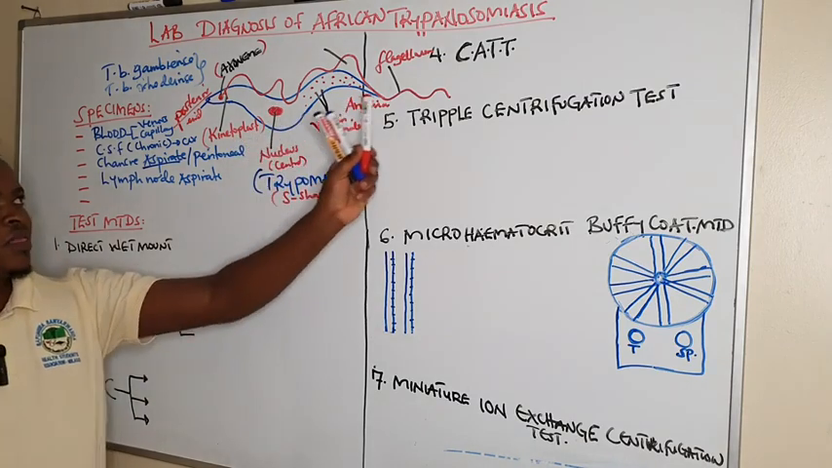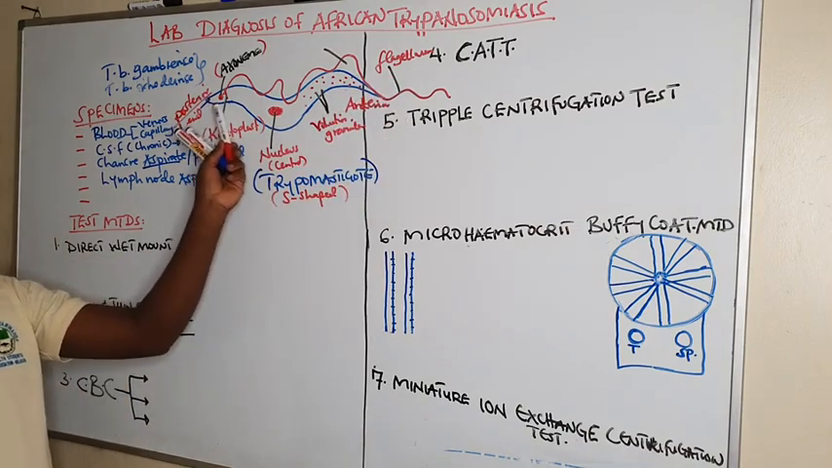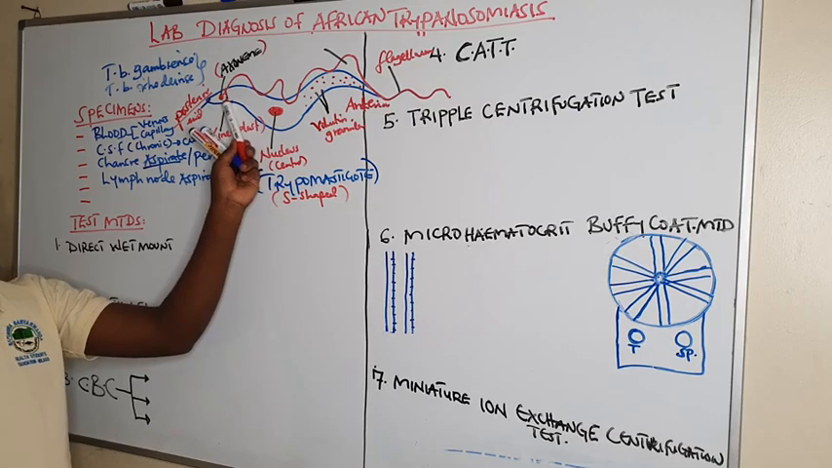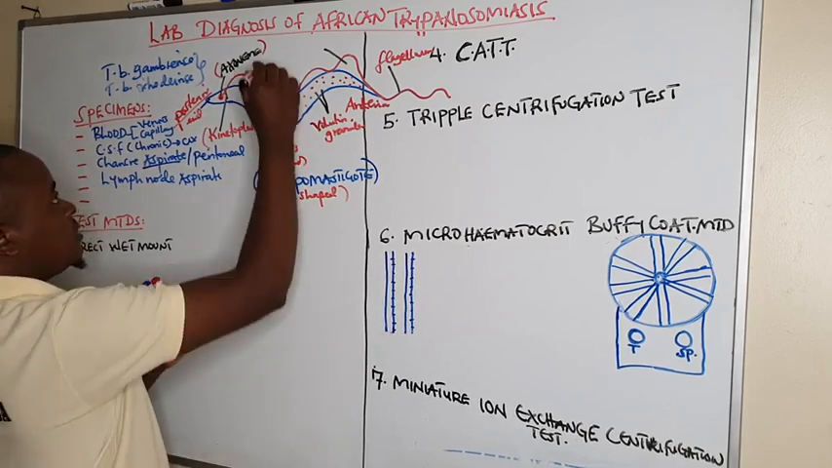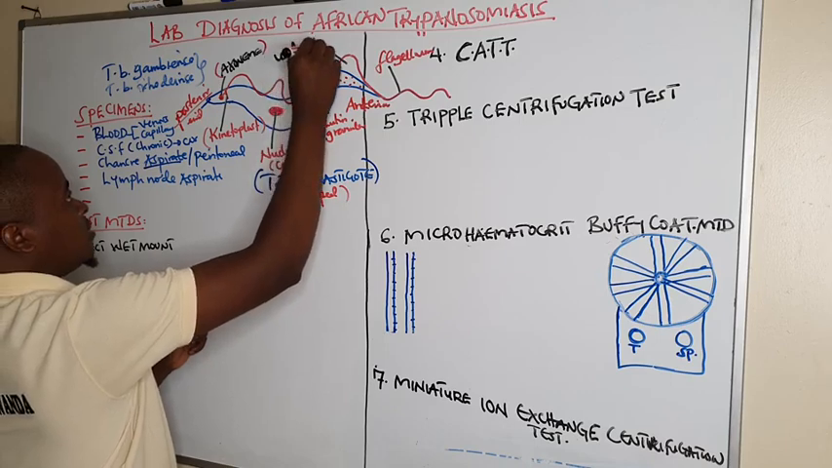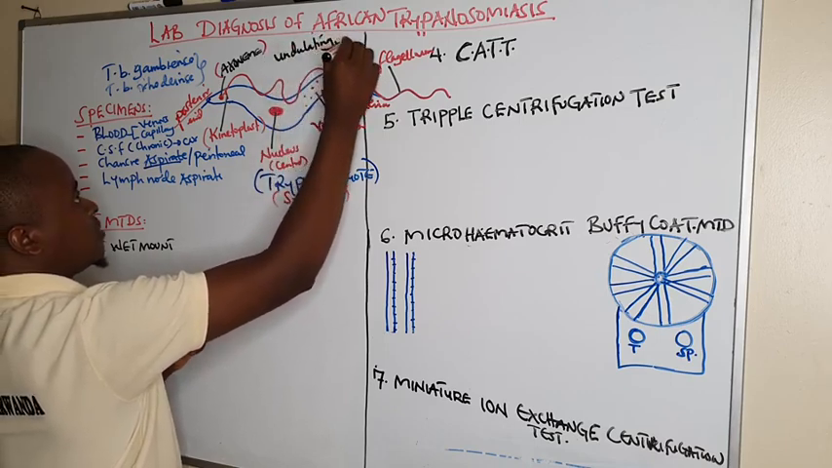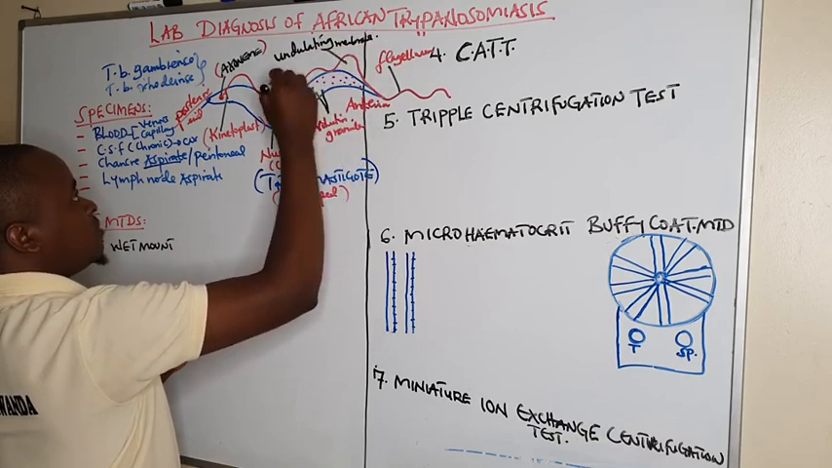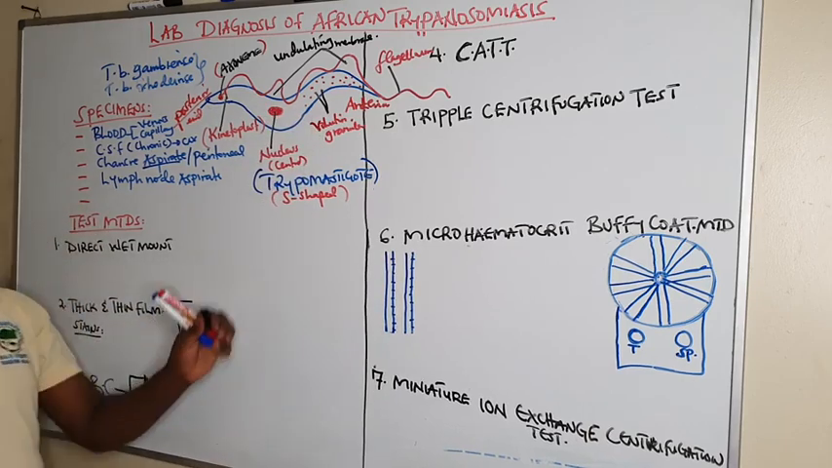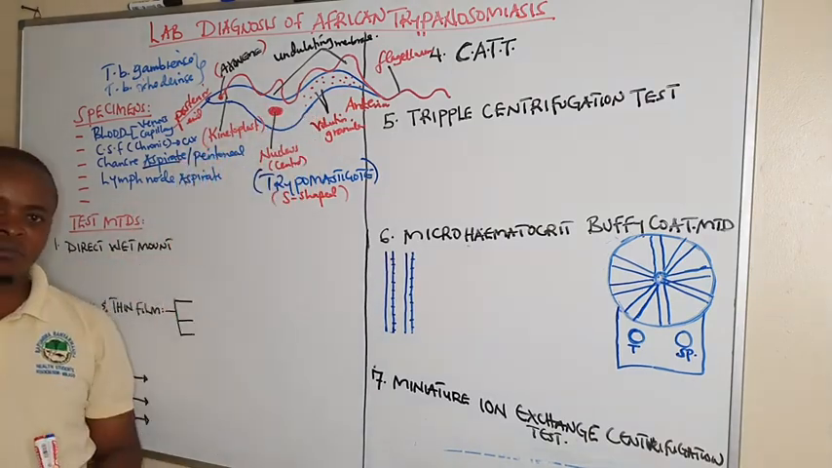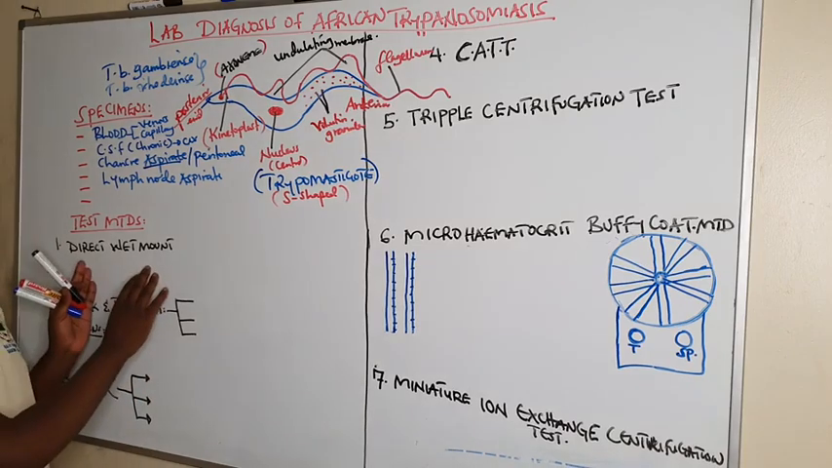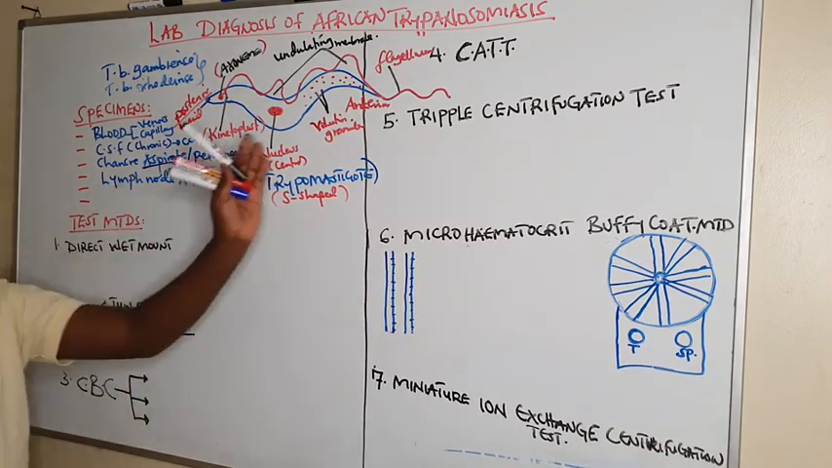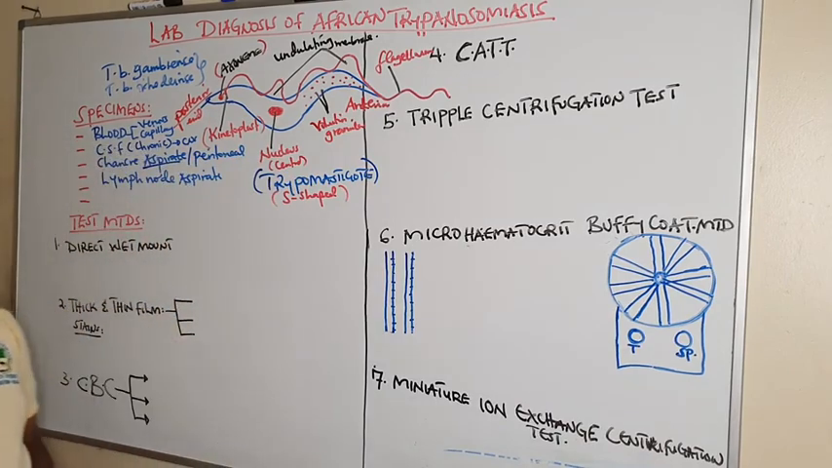trypanosome with a single flagellum, a central nucleus plus the kinetoplast, with what we call an undulating membrane. So these undulating membranes are very prominent, and this is what we are going to see in films, either using concentration techniques, or using direct wet mount, or in a stained thin film, to confirm the presence of African trypanosomiasis.